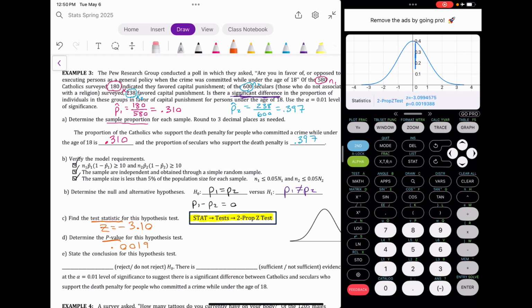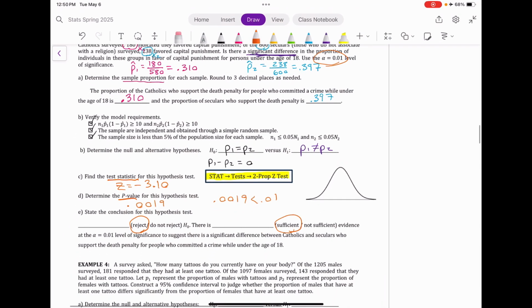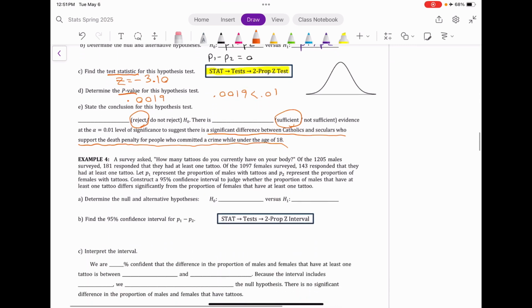All right, so since the p-value is less than the level of significance of 0.01, we will reject the null hypothesis. There is sufficient evidence to support that there is a significant difference between the Catholics and seculars who support the death penalty for people under the age of 18 that have committed a crime.